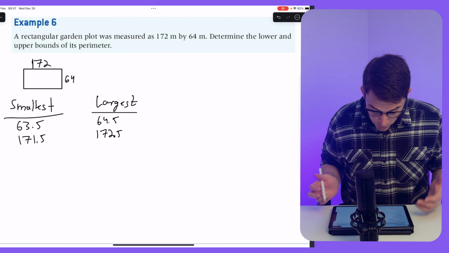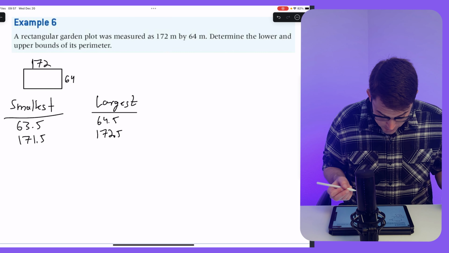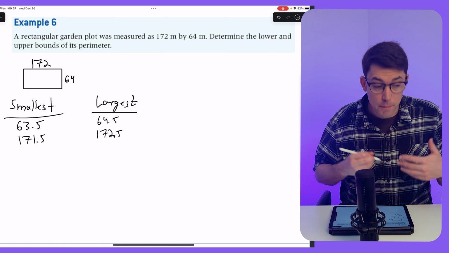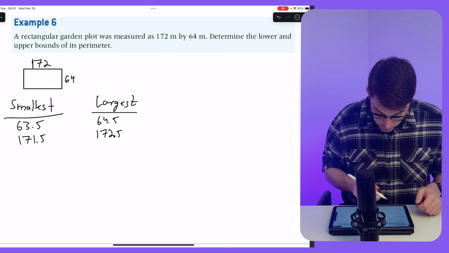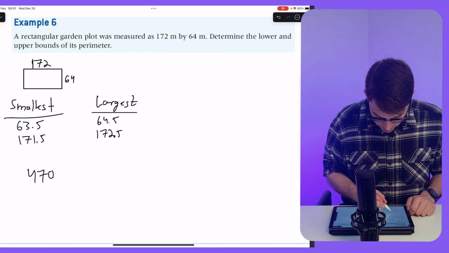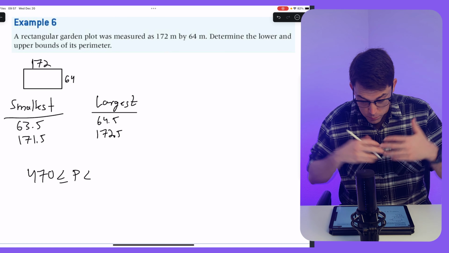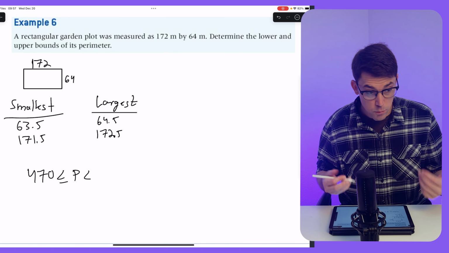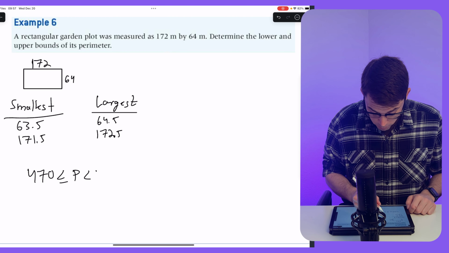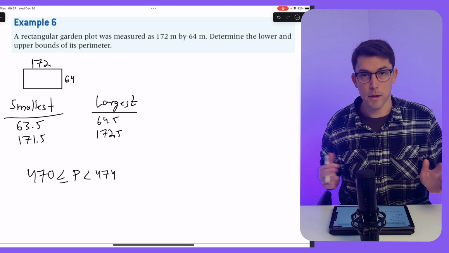So if we are going to take the smallest into consideration, if I have 63.5, 171.5, and I'm finding the perimeter, if I just use my perimeter equation, I would get 470. And then what would I go up to? Well, if I take 64.5 as one of my lengths, 172.5 as the other, I'm going to get all the way up to 474. So those are the perimeter boundaries that I would be operating within.